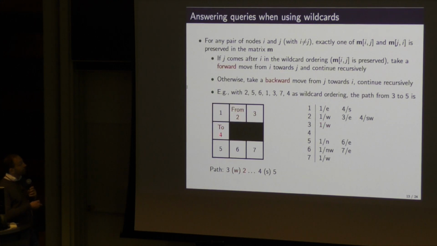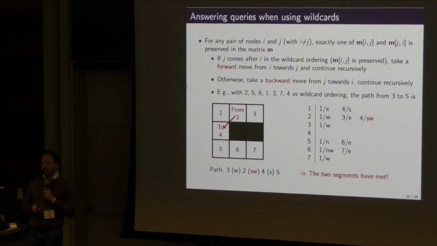And finally we construct a path from 2 to 4. Again, 4 comes after 2 in the YCard ordering, so a forward move is available. Again, it is southwest. After this move, the two segments, the forward segment 3, 2, 4 and the backward segment 4, 5 have met, and the optimal path is complete.